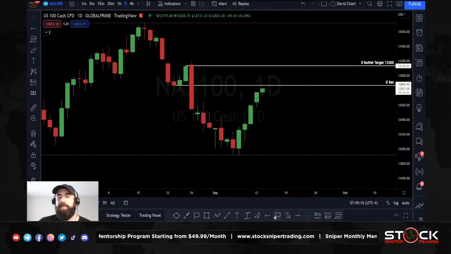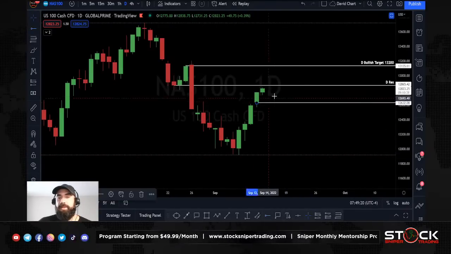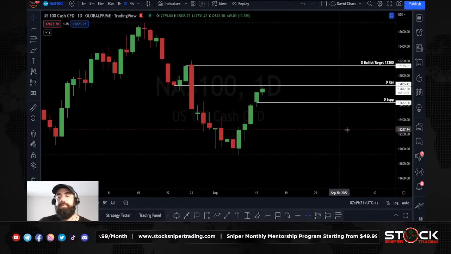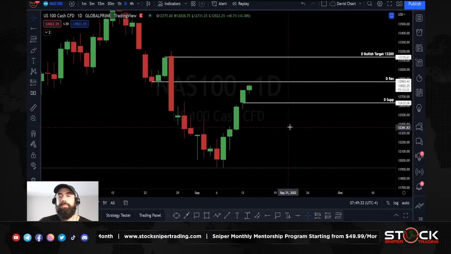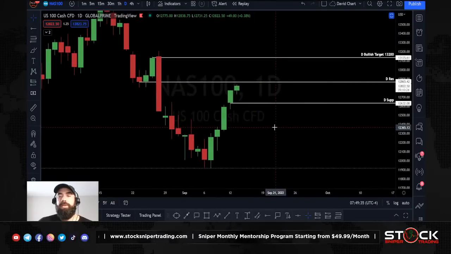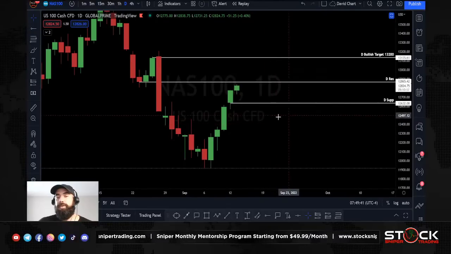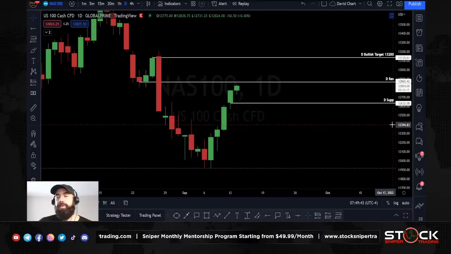Okay, let's take a peek now at our daily support here. I see nice level of daily support coming in at roughly 12,630. And if we go bearish, guys, the bearish target can be 12,400, just right around this area right here where the crosshair is showing, anywhere around in here.